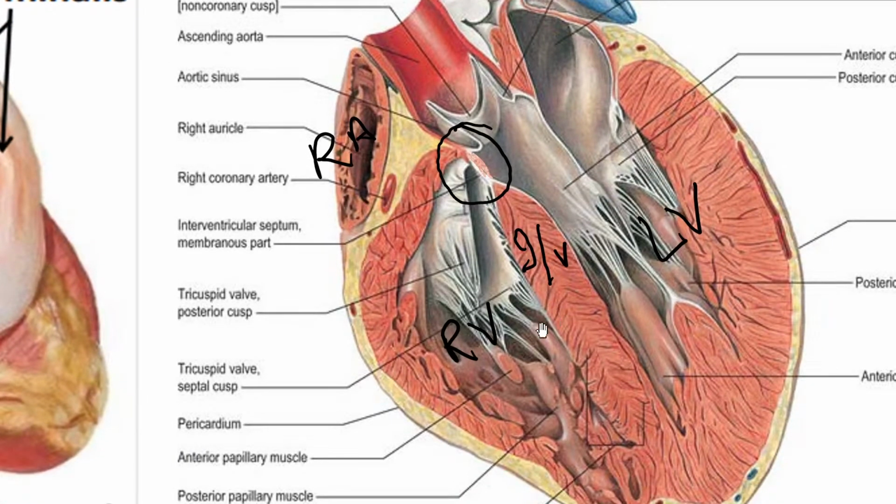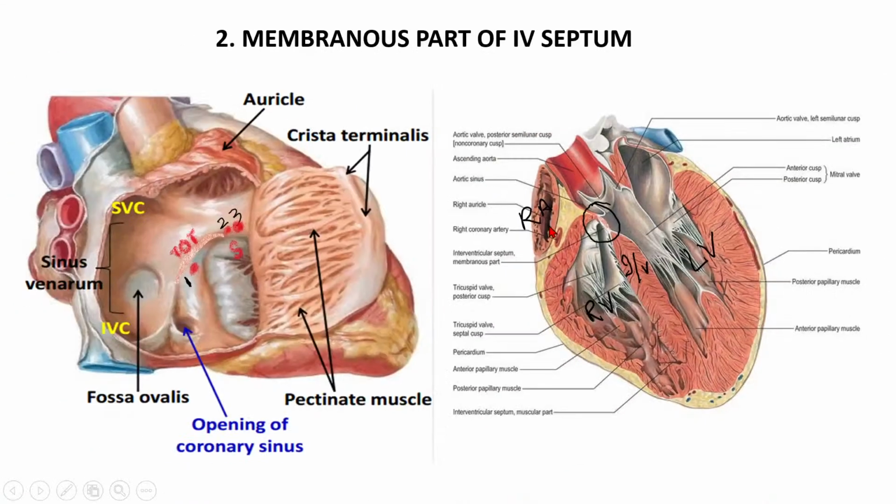First, the membranous part of the interventricular septum, which forms a special projection in the right atrium. In this diagram we can see clearly that the right ventricle and the left ventricle are separated by the interventricular septum. But in the upper part of the interventricular septum, we can see a special part that is named the membranous part of the interventricular septum. It actually separates the right atrium from the left ventricle, so it will form a bulge in the right atrium, which we have marked as number 2.